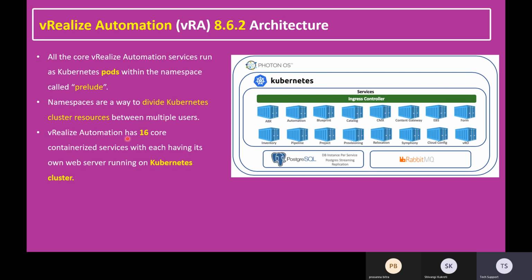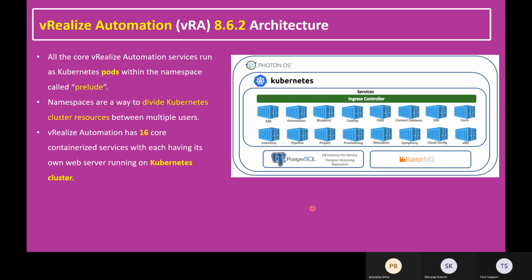And vRealize Automation has 16 core container services. If you count these pod services, let's say 1, 2, 3, 4, 5, 6, 7, 8, so 8 plus 8, that is 16 vRA services. All these services are running as container services, each with its own web server running on the Kubernetes cluster. We'll discuss the details of all these services in the upcoming classes.